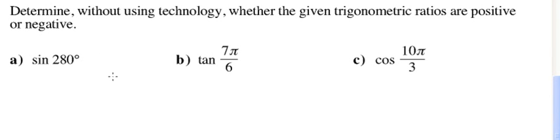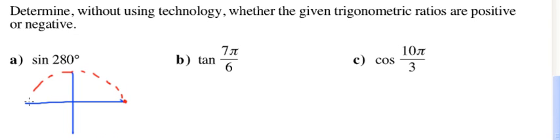Determine without using technology whether the given trig ratios are positive or negative. All right, that's not too bad. First of all, we have to quickly sketch this angle. Without a lot of detail, we just need to know which quadrant it is in. So starting at 0, 90, 180, 270. 280 would be just a little past 270, so it's in the bottom right quadrant.